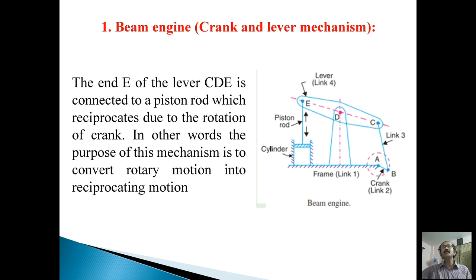Now the beam engine, which is also a crank and lever mechanism. The end E of the lever CDE in the diagram is connected to a piston rod which reciprocates due to the rotation of the crank. In other words, the purpose of this mechanism is to convert rotary motion into reciprocatory motion.